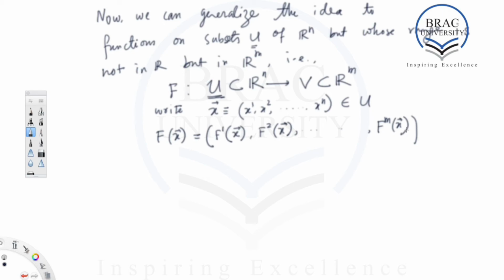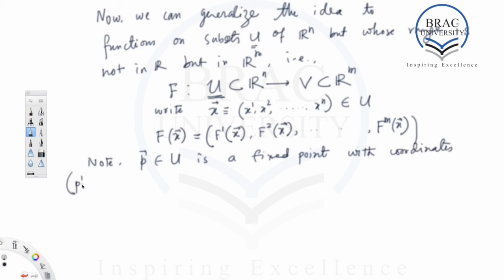vector x. Okay. So note, P in U is a fixed point. By fixed I mean that it's a given point. Okay. Fixed point with coordinates P1, P2 all the way up to Pn.